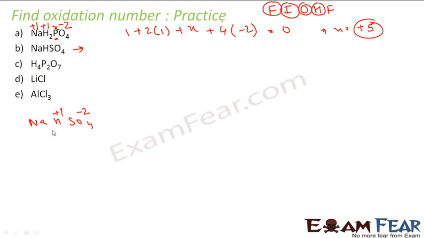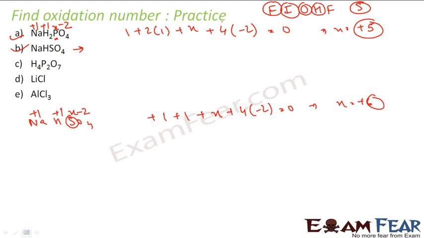So I have two unknowns. I apply the rule of group 1 will have +1. This becomes +1. This is X. I can apply the sum rule now to get the value of X. So sodium is +1 plus hydrogen is +1 plus sulfur is X plus 4 into oxygen, that is equal to 0. You solve this, you get X is equal to +6. So in this case the sulfur is +6. These two are done. Correct.